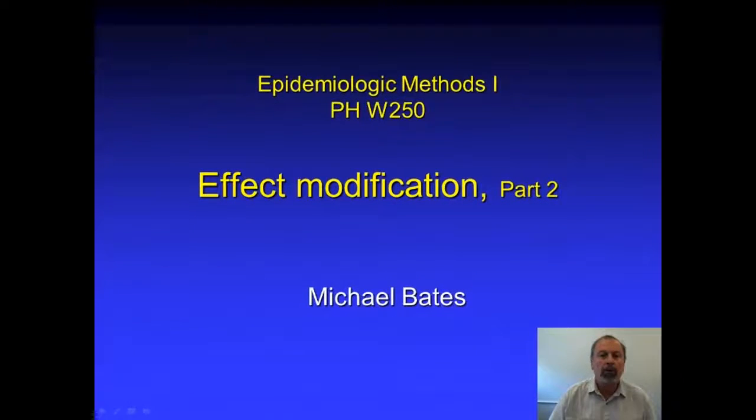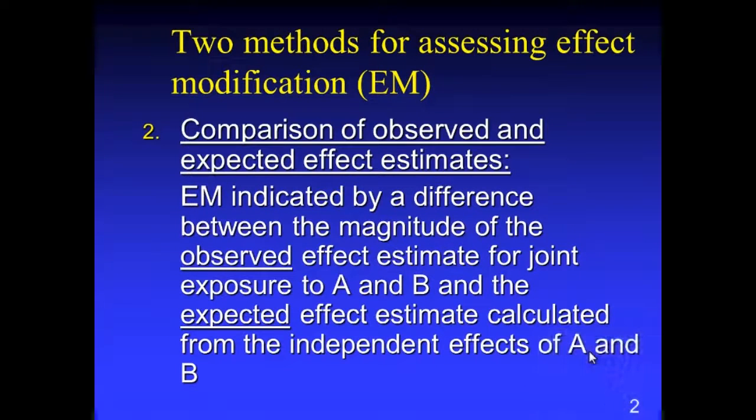In the second talk on effect modification, I'm going to be showing you how to use a second method of assessing effect modification. And that's the method of comparing the observed and the expected effect estimates, or relative risks, or risk differences. This is where we compare the observed for the joint exposure to what we'd expect in terms of the risks associated with the two exposures occurring separately, and we'll show you how to do that.